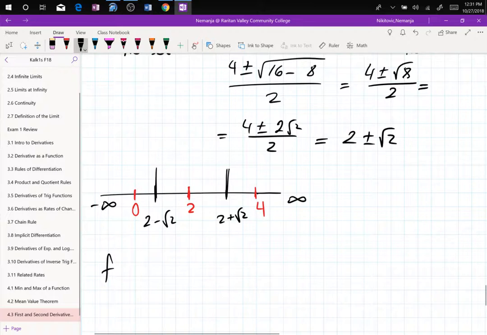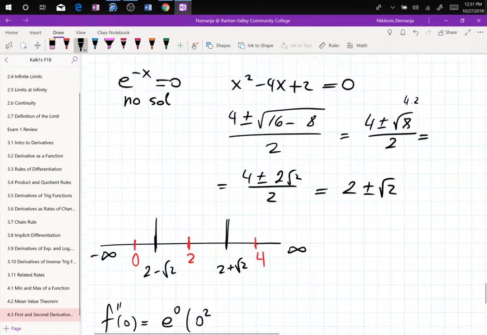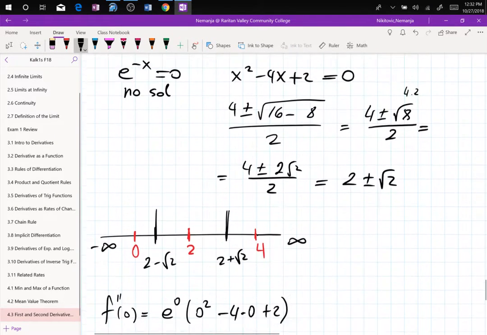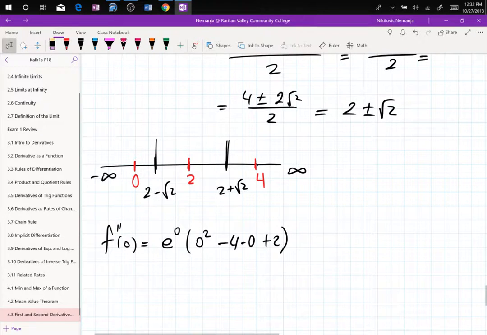So now I have the f double prime at 0. That's e to the 0 times 0 squared minus 4 times 0 plus 2. E to the 0 is 1 times, in parentheses, everything dies except 2. 2 larger than 0, concave up. So we have a concave up piece there. I compute for 2 and compute for 4.